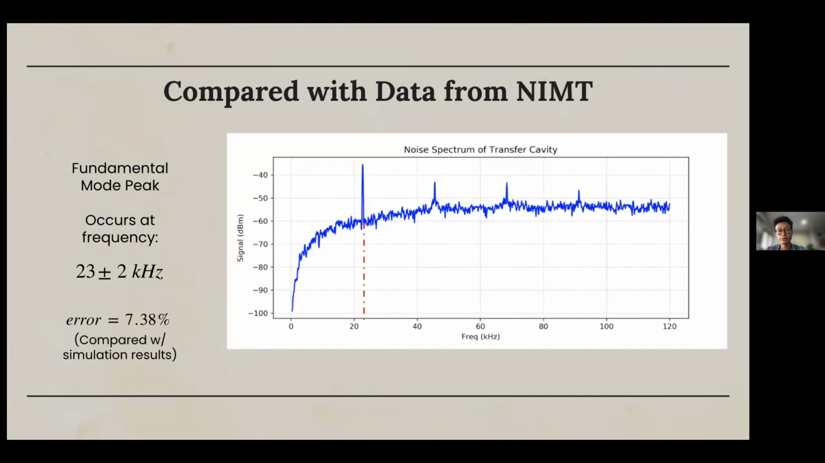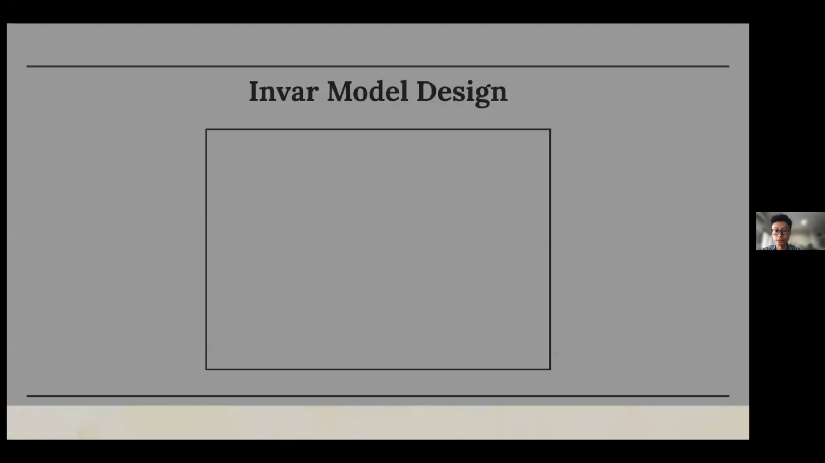And the fundamental mode peak will represent the first major peak, since it's the most drastic. This occurs at approximately 23 plus or minus 2 kilohertz, and comparing to the simulation results has an error of around 7.38%. And this is the brass rectangular cavity results.